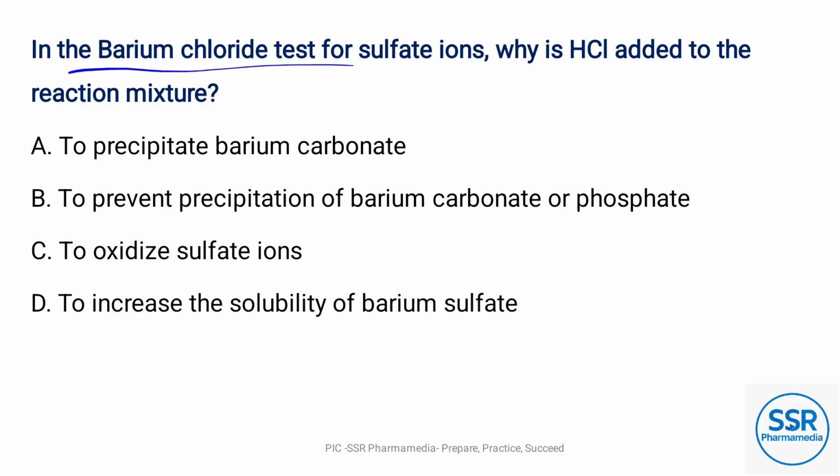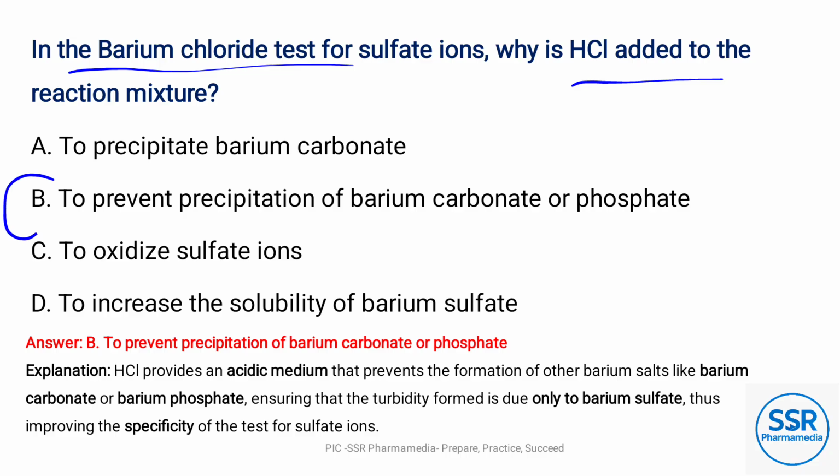In the barium chloride test for sulfate ions, why is HCl added to the reaction mixture? The answer is option B, to prevent precipitation of barium carbonate or phosphate. HCl provides an acidic medium that prevents the formation of barium salts like barium carbonate or barium phosphate, ensuring that the turbidity formed is only due to barium sulfate, thus improving the specificity of the test for sulfate ions.